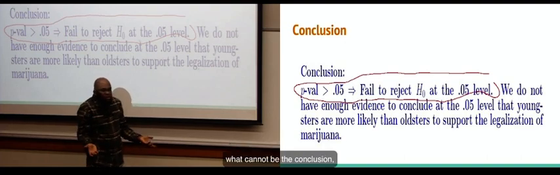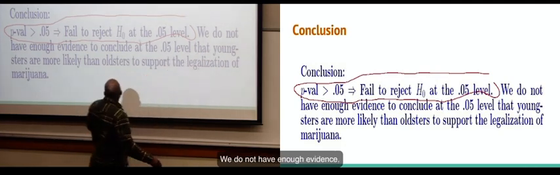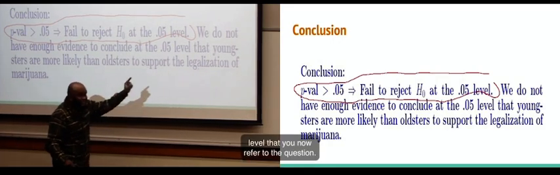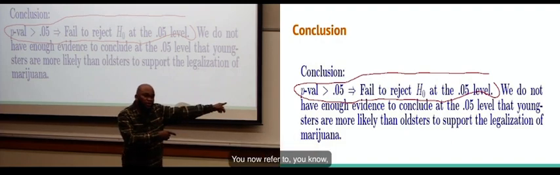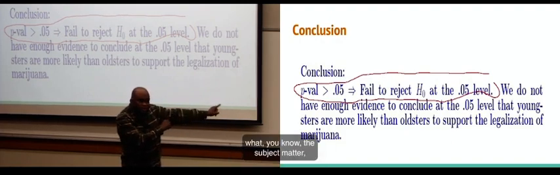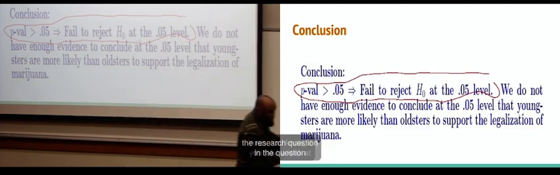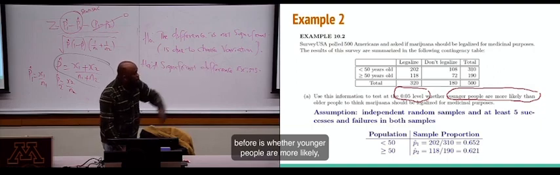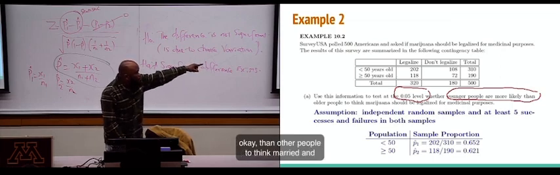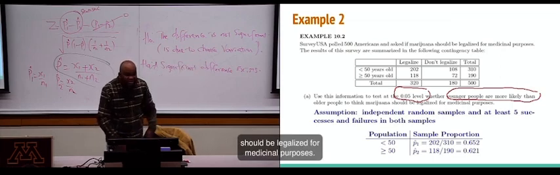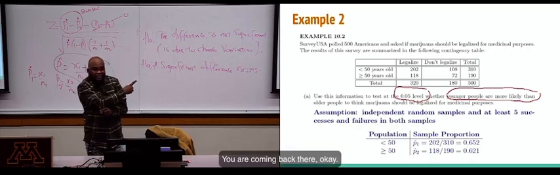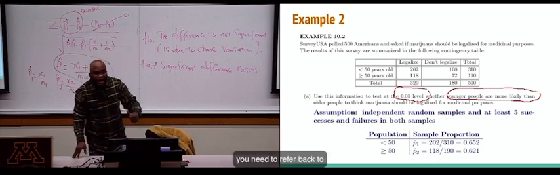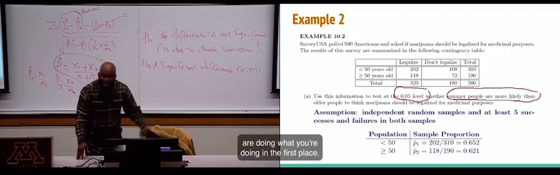When we fail to reject, then what is going to be the conclusion? We do not have enough evidence to conclude at the 0.05 level that you now refer to the question. You now refer to the subject matter, what you're doing. If you take a look at the research question in the question before, is whether younger people are more likely than older people to think marijuana should be legalized for medicinal purposes. You are coming back there. Whenever you want to take a decision, whenever you want to conclude, you need to refer back to the reason why you are doing what you are doing in the first place.